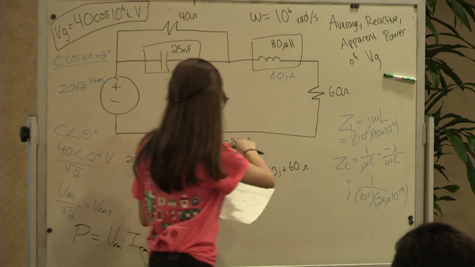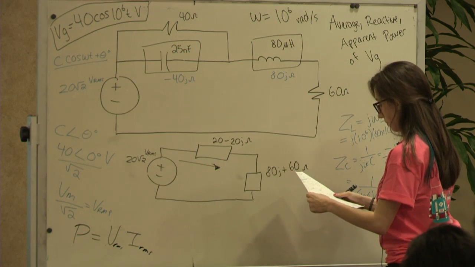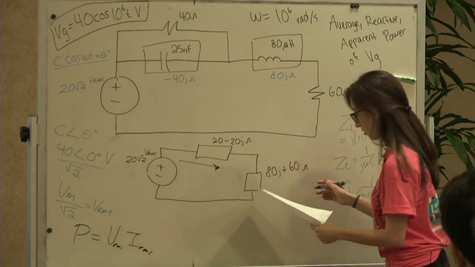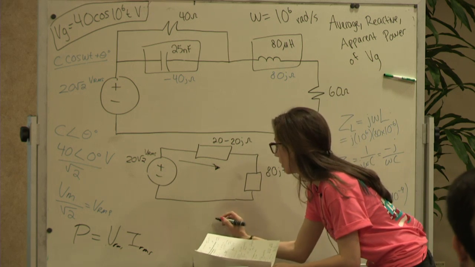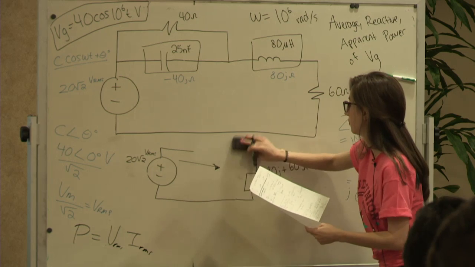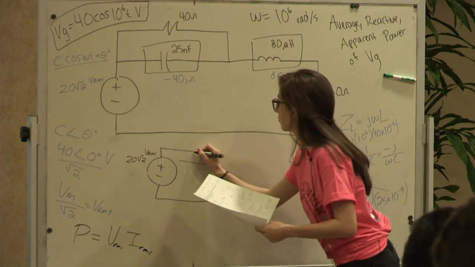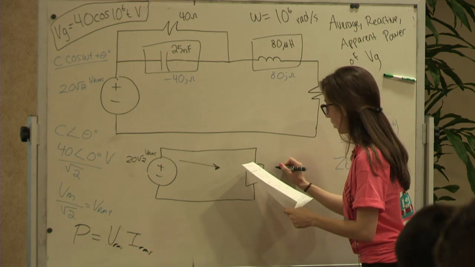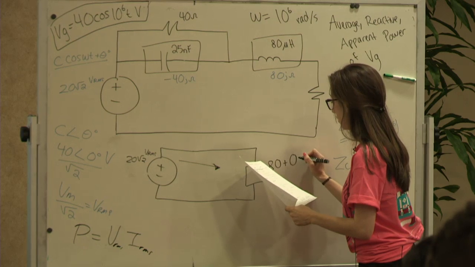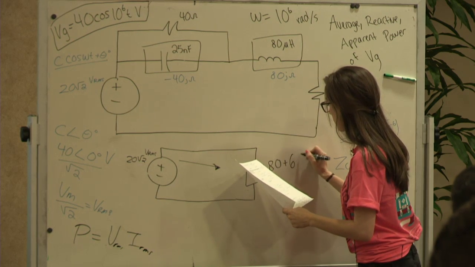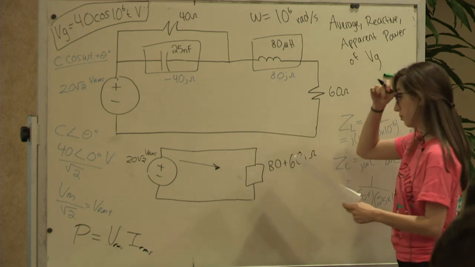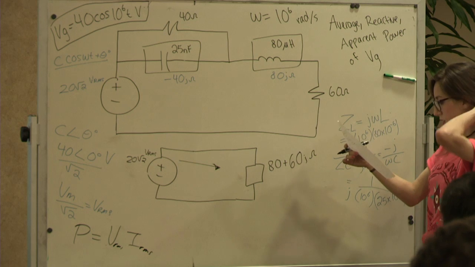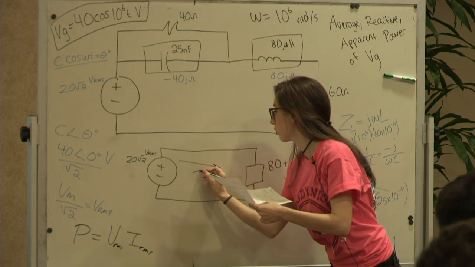So we can combine this one more time. And this will actually end up being, oh, it flips. So I'm just going to add these two. 80 plus 60j ohm. Good? Anyone have any questions so far? No? So now I is just, we'll call this IRMS.